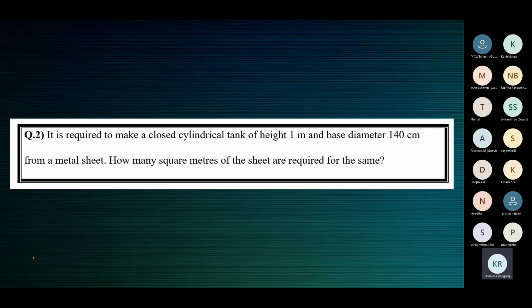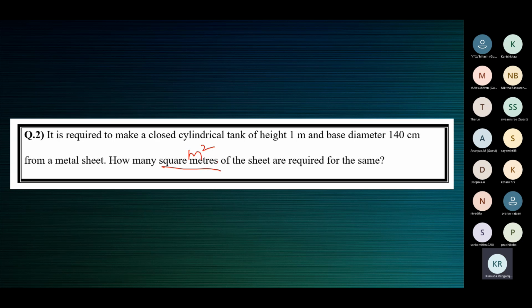So it's required to make a closed cylindrical tank using a metal sheet. How many square meters? That is the unit. Meter square is the unit for area. So how many square meters of sheet are required for the same?